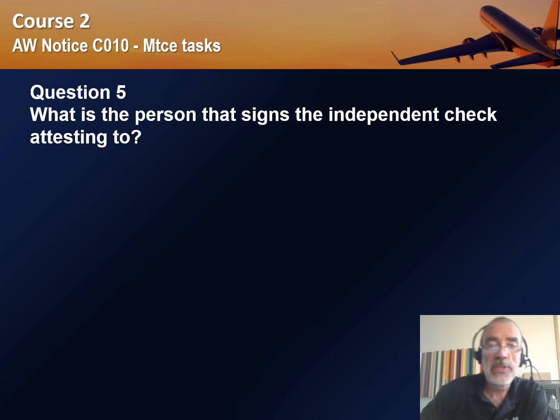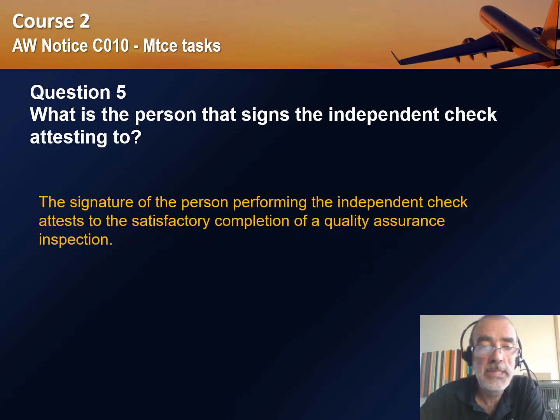What is the person that signs the independent check attesting to? Well, he's actually attesting to the satisfactory completion of the quality assurance inspection, meaning he signs that the inspection was carried out and that everything was satisfactory in terms of quality assurance.